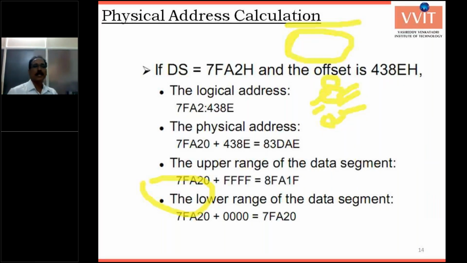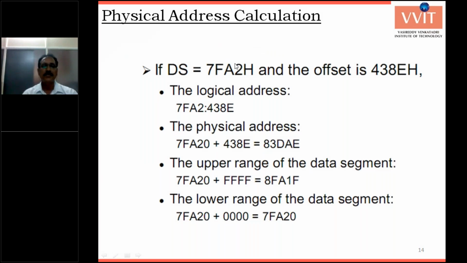Now, for example, the data segment content indicates how to calculate a physical address. If DS, the data segment, has a higher order of 4 hexadecimal digits, H stands for hexadecimal number representation. These 4 digits are extended to the 16-bit higher order of the data segment, and the lower order is set to 0 by default. And the offset within the data segment is 438EH.